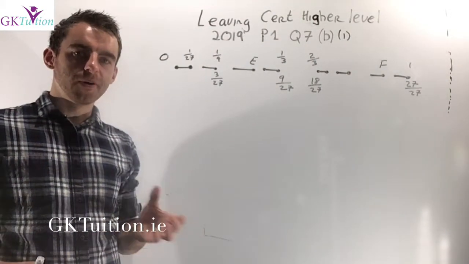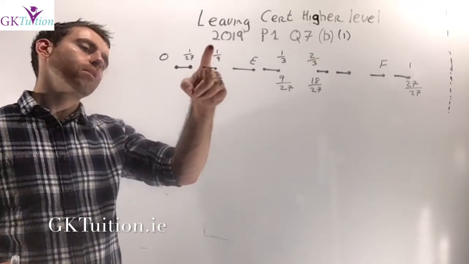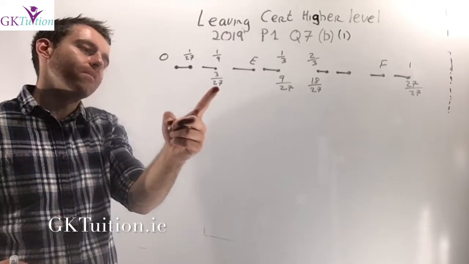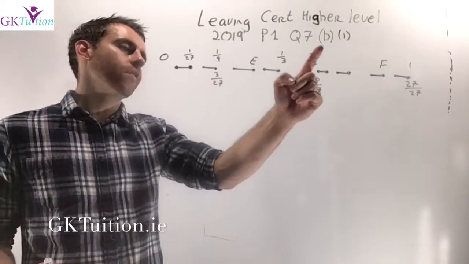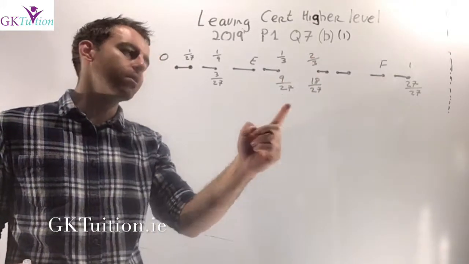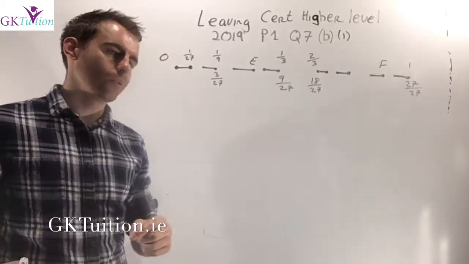Okay, so remember in the final line everything's been divided into 27ths. They've labelled 1/9, but in my mind that's 3 over 27. They've labelled 1/3, which is the same as 9 over 27. They've labelled 2/3, which is the same as 18 over 27. And they've labelled my 1, which is 27 over 27.